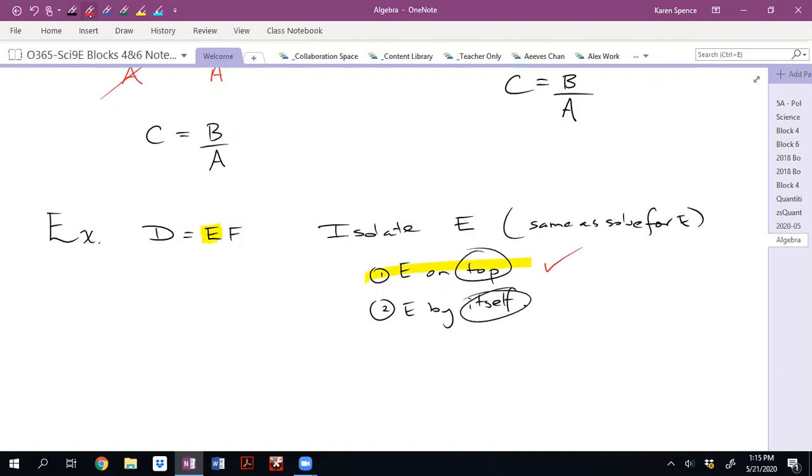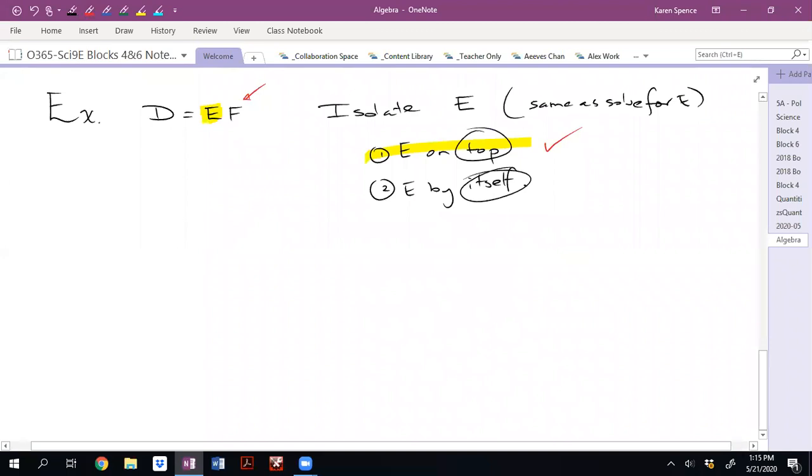Second one, is it by itself? No, it's not, and somebody is cluttering it up. And who is cluttering it up? That would be nasty old F there, cluttering it up. So let's do our two different methods. This is our cancel method, multiply and cancel, or divide and cancel. And in this case, D equals E times F. F is on the top and it's cluttering things up.